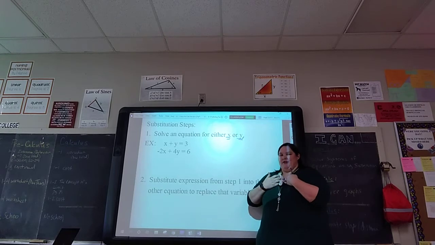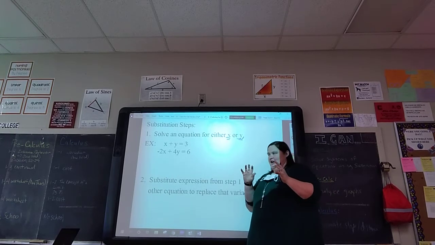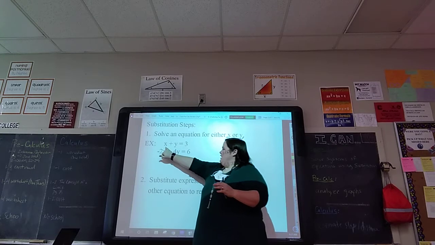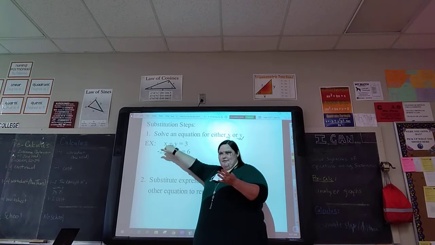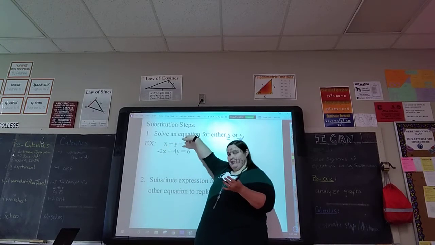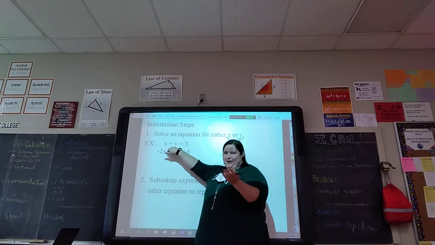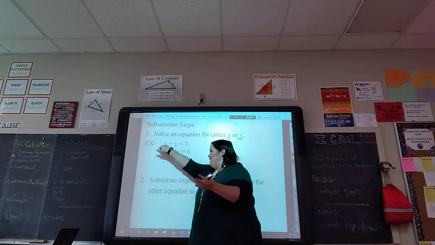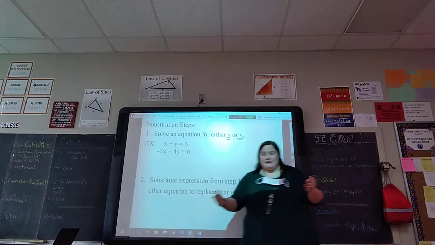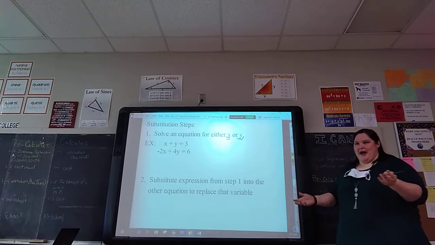So typically what I look for is something that's by itself already. On this top equation, see this x is pretty much by itself. The only thing that's around it is the y, so I can move the y over and get x by itself. On the flip side, y is also pretty much by itself. I just need to move the x away from it. So with this system, there are actually a couple of options you can do.